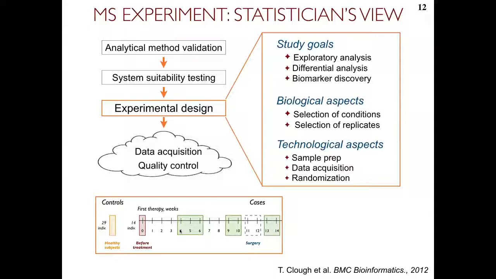And so MSstats will work with all of that. And what we actually do, we will figure out behind the scenes what type of experimental design this is, and we will find the right model for this experimental design. So from your perspective, you don't need to worry about that.